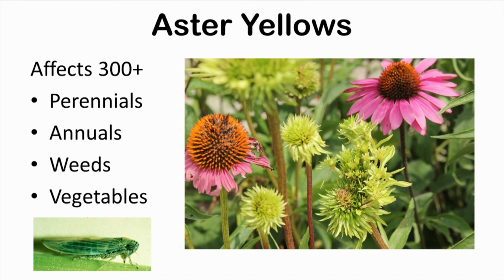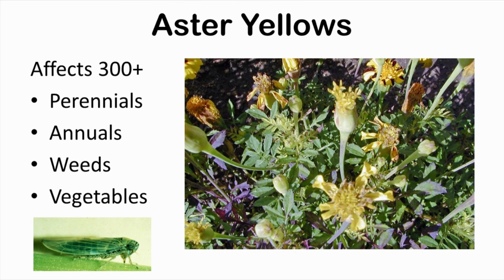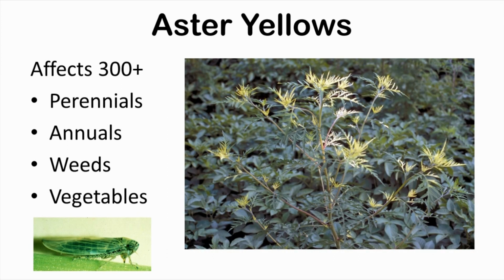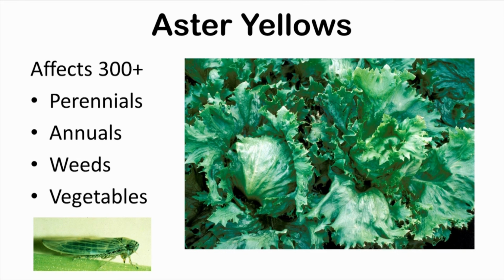This disease affects over 300 species of herbaceous broadleaf plants and is relatively common on Echinacea purpurea, or purple coneflower, cosmos, marigolds, asters, chrysanthemums, some daisies, and zinnias. It also affects many weeds, such as this ragweed, and some vegetables, including carrots, lettuce, and potatoes.